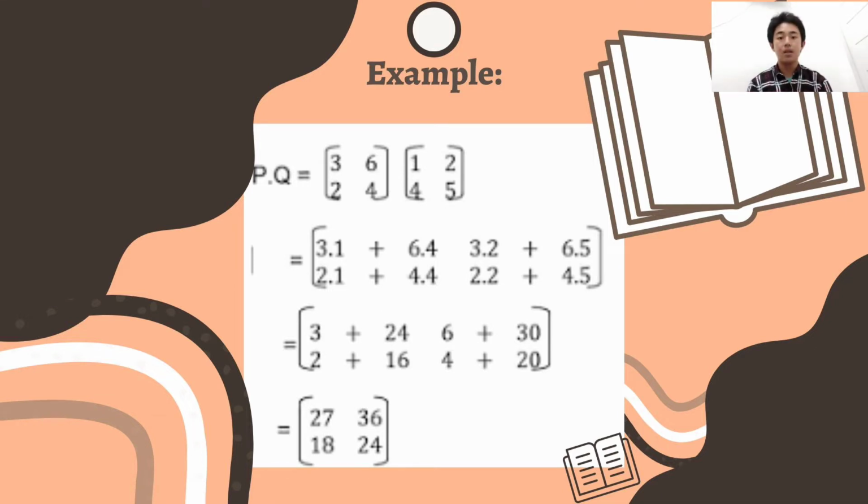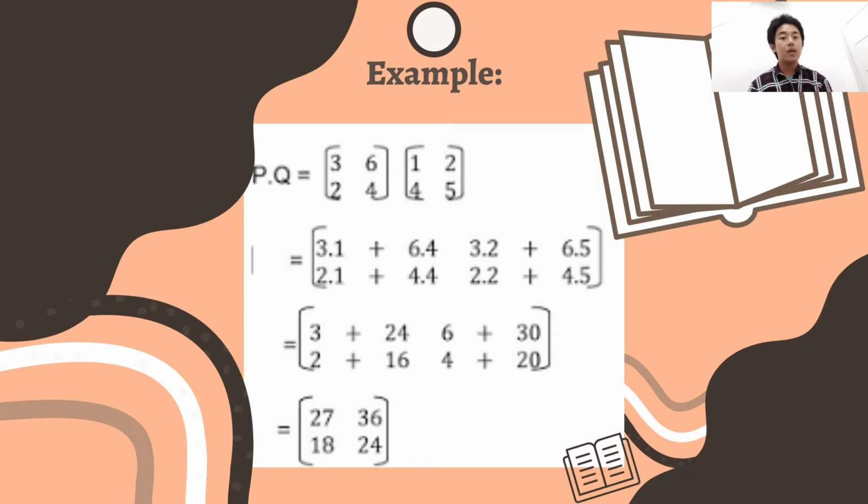So we're going to multiply it with the first column of Q. So 3 times 1. 3 is from the first row of the P matrix, and 1 is from the first column of Q matrix. So 3 times 1 plus, the first row of P matrix is 3 and 6. So 3 times 1 we already said, and now 6 times 4. 4 is from the first column in the Q matrix.